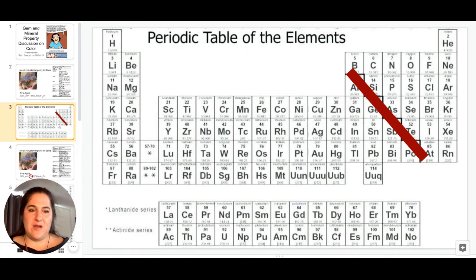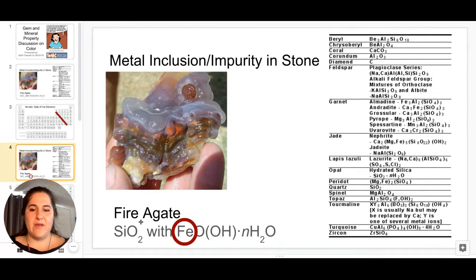Now, on your periodic table, metals are going to be everything left, so everything over here, of this red line that you're seeing on your screen right now. And that's where we're going to be focusing our discussion today, on these metals. Now, this is the chemical formula for fire agate. The silicon oxide is this clear chalcedony that you're seeing on top, and it has this inclusion of iron oxide.